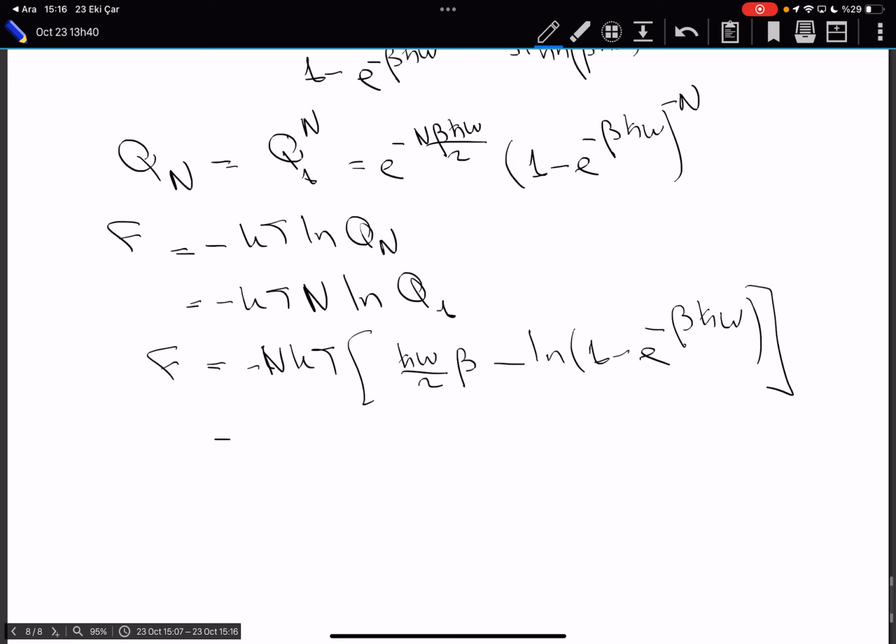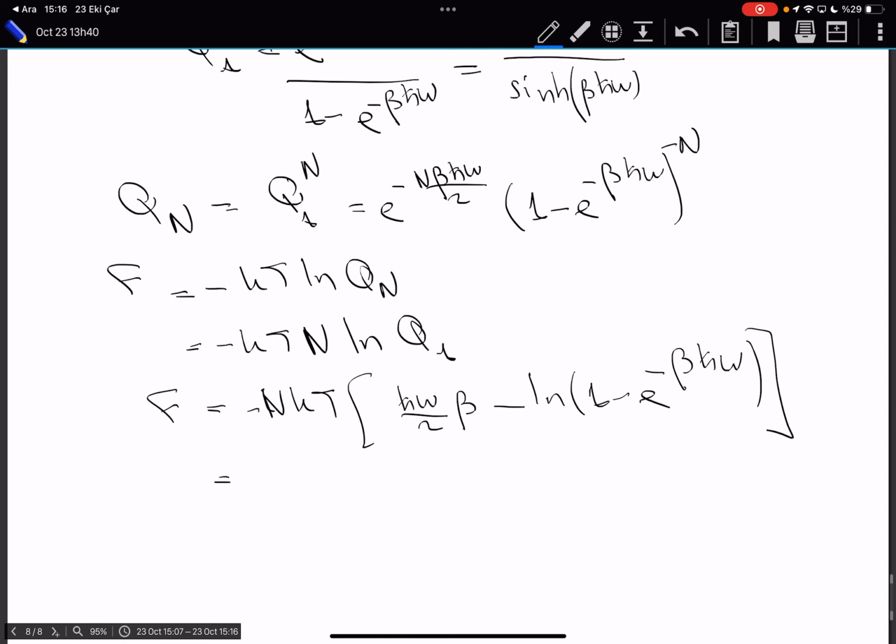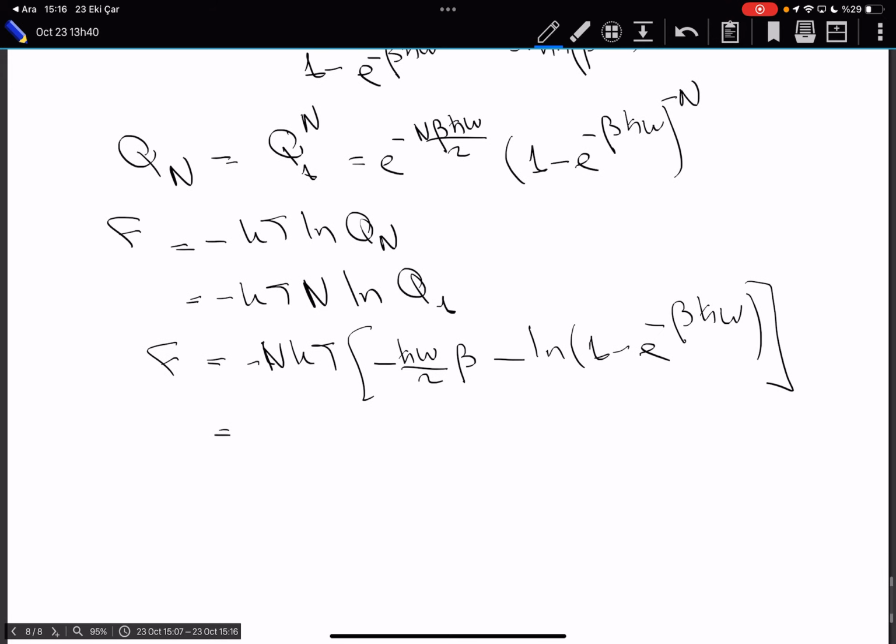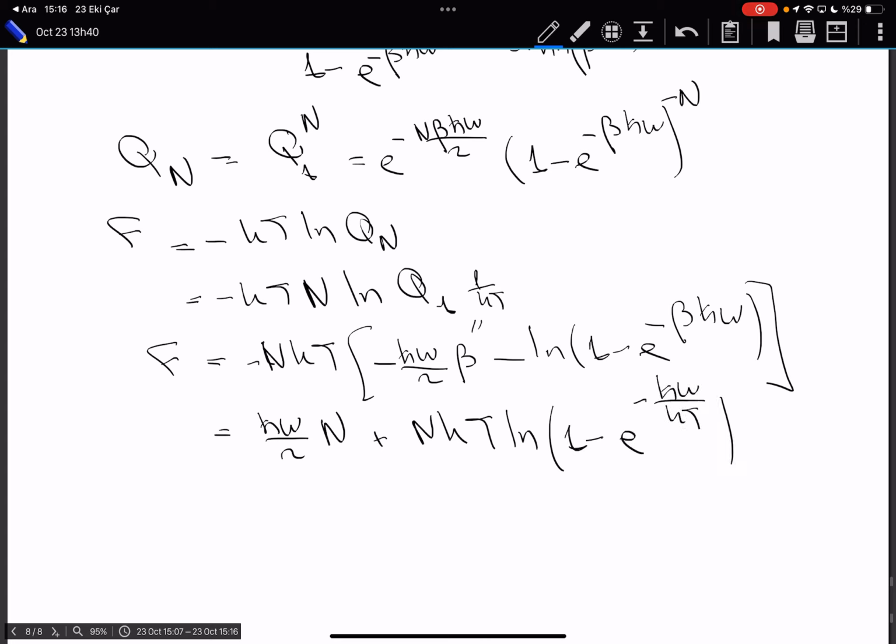So this will be, there's a minus sign also over here, h bar omega over 2 times n. Remember, beta is 1 over kT. So the overall factor kT cancels that beta. Plus n kT logarithm of 1 minus e to the power minus h bar omega over kT. This is the free energy.